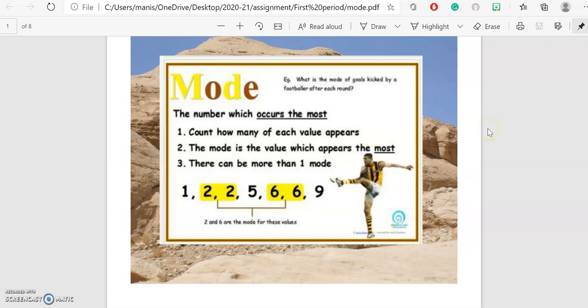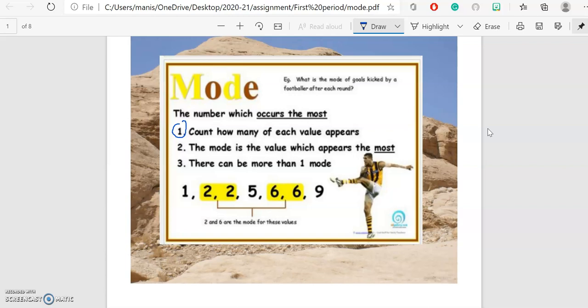Mode. The number which occurs the most. What are the steps? Count how many of each value appears. The mode is the value that appears the most. Okay, always keep in mind there can be more than one mode also.